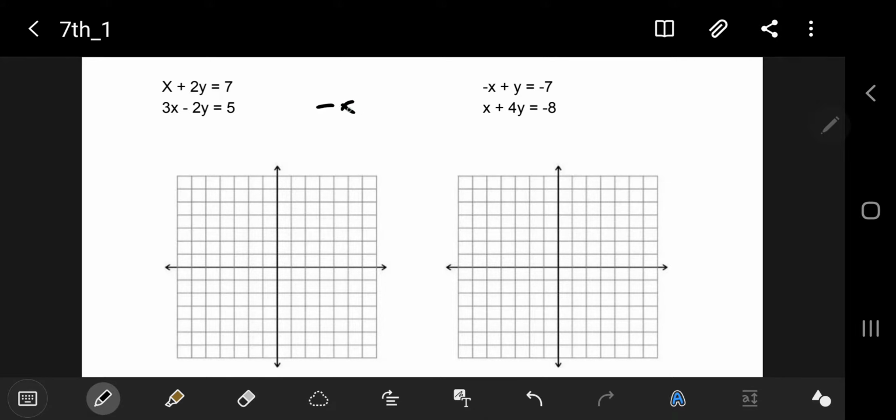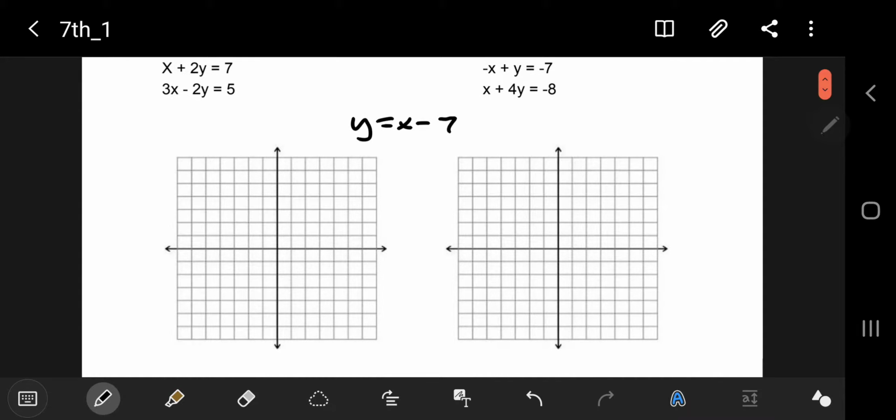We're given negative x plus y is equal to negative 7, okay? We want to isolate the y since it's y is equal to. So we have to add x to each side. Once we do that, adding x cancels out here and we add x here. Then we end up with x minus 7, okay? Let me organize this. So y is equal to x minus 7.